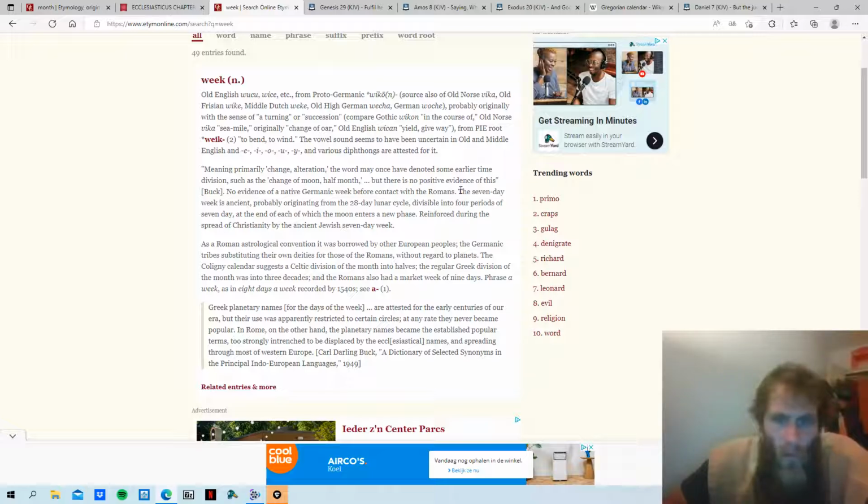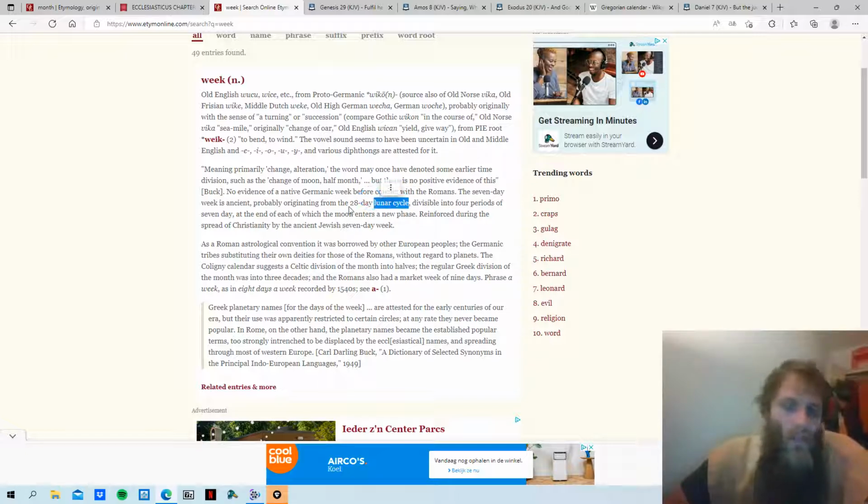So going on in the same paragraph, it says no evidence of a native Germanic week before contact with the Romans. It says the 7-day week is ancient, probably originating from the 28-day lunar cycle, divisible into 4 periods of 7 days, at the end of each of which the moon enters a new phase. It says reinforced during the spread of Christianity by the ancient Jewish 7-day week. So here again, we get the understanding that the week that we have, the 7 days, is also biblical. And we understand that that's biblical because the Most High says, 6 days shalt thou work, but the seventh shalt thou keep holy and shall be the Sabbath unto you. But this is information that links the 7-day week also to the lunar calendar, to the lunar cycle.